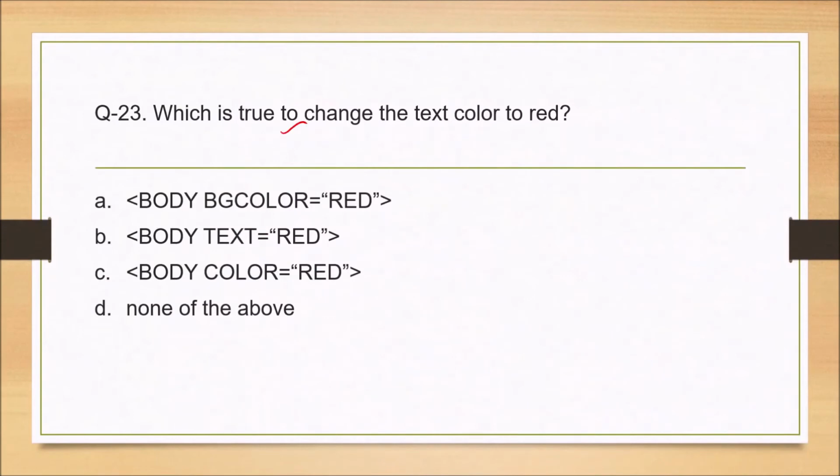Next is, which is true to change the text color to red? Body bg color equals red, body text equals red, body color equals red, or none of the above. Yes, so the correct option is B. Body text equals red. So this will make all the text on your web page in red color.